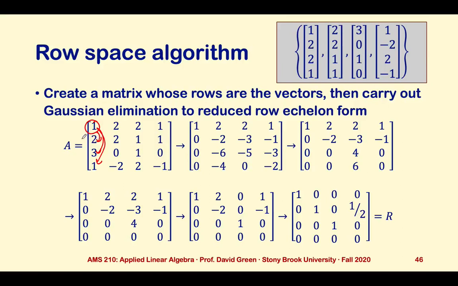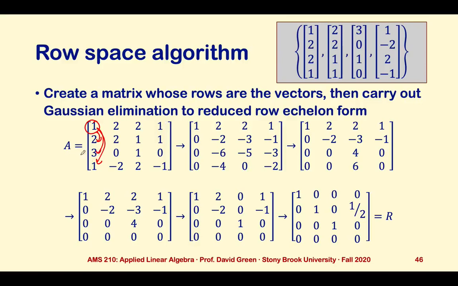The second row minus 2 times the first row. 2 minus 2 is 0. 2 minus 4 is negative 2. 1 minus 4 is negative 3. 1 minus 2 is negative 1.